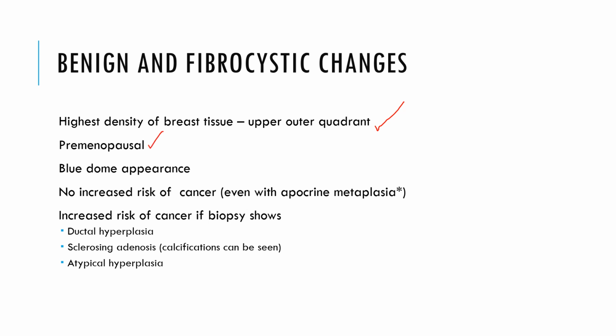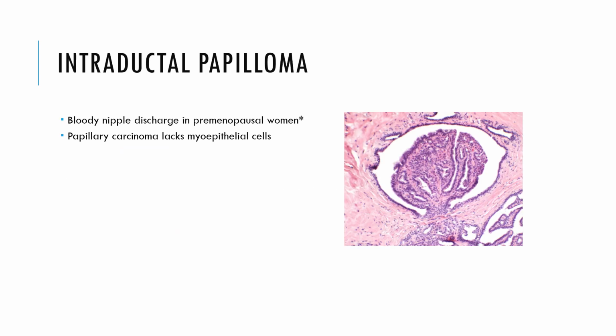Okay. So benign conditions are usually in premenopausal women. There is a blue dome appearance of the breast. There is no increased risk of cancer, even with apocrine metaplasia. But there is increased risk of cancer if the biopsy shows ductal hyperplasia or sclerosing adenosis, which also shows calcification. Like we mentioned, calcification is seen in fat necrosis, which is a benign condition. Sclerosing adenosis is benign, but there is increased risk of cancer, and also with atypical hyperplasia. So ductal hyperplasia, atypical hyperplasia, and sclerosing adenosis can predispose to cancer.